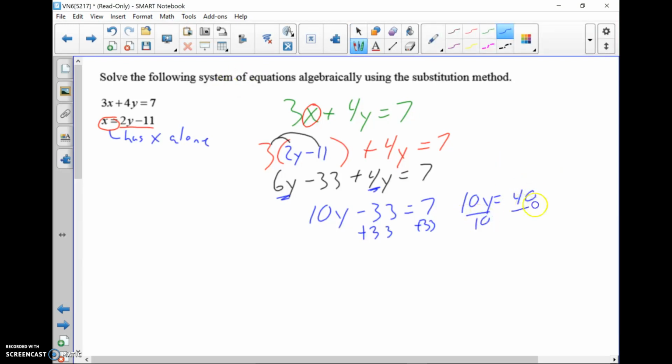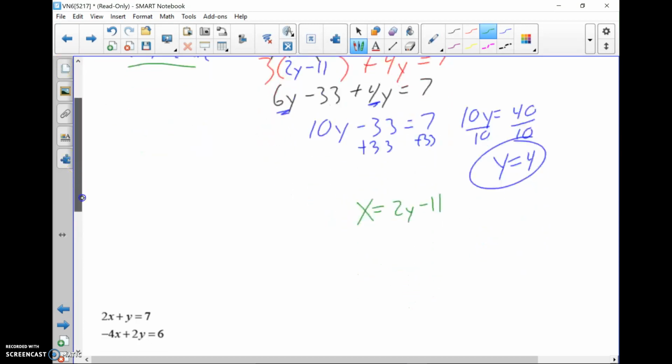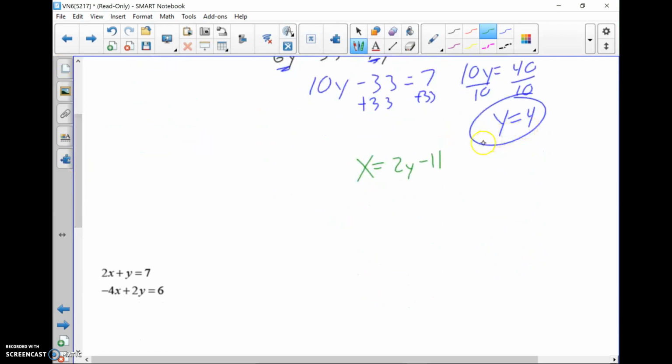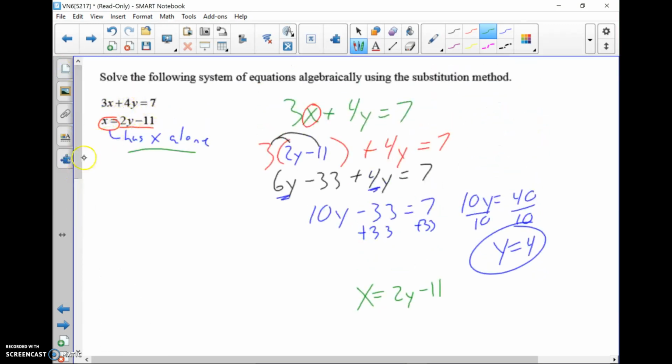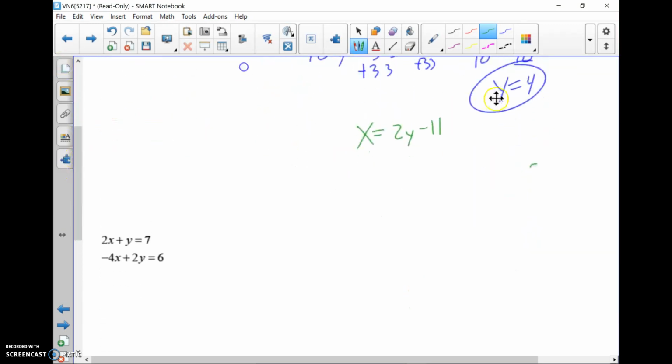And then divide by 10, and we're going to get y equals 4. Then I can substitute in anywhere to solve for x. The easiest is the one that has x alone. So because we know x equals 2y minus 11 from earlier, I can substitute in my y equals 4. But really, I could have plugged that into the top equation or really anywhere that has an x and a y. But now I want to solve for x, and I'm going to replace y with what we found.